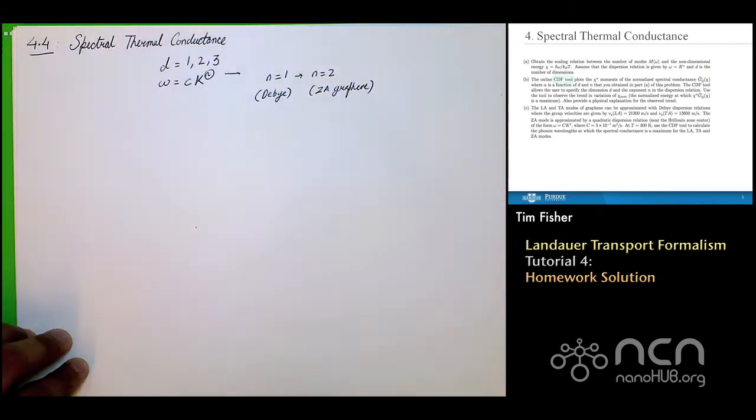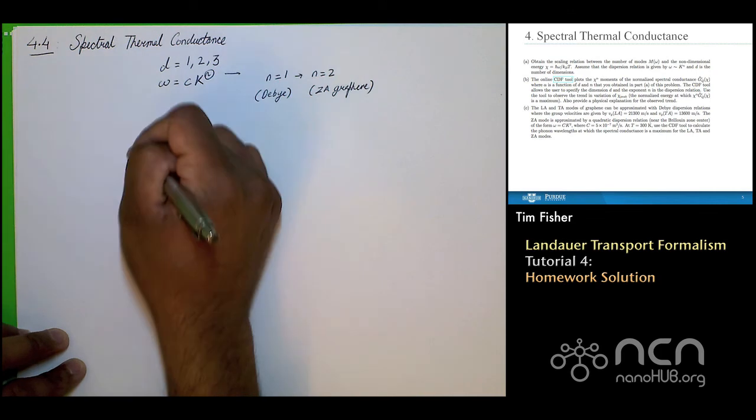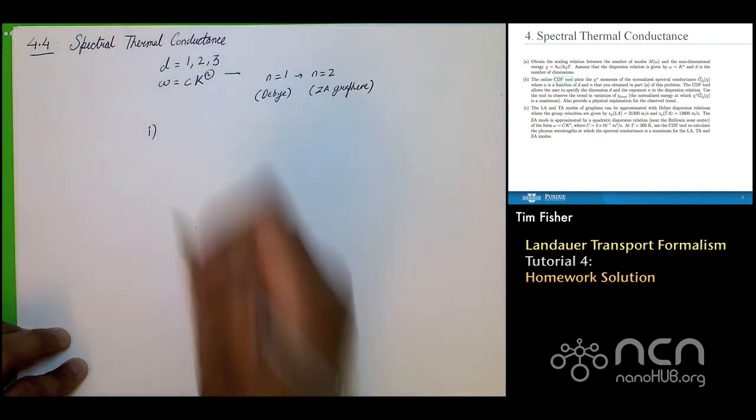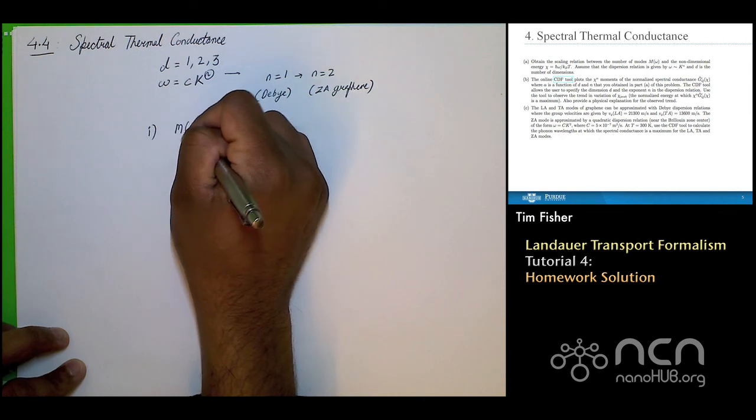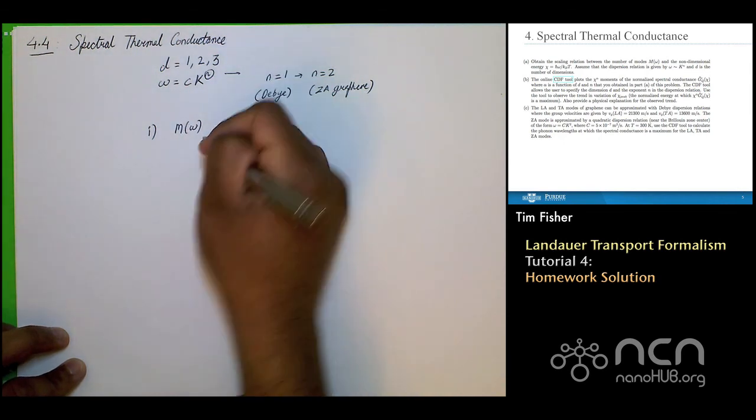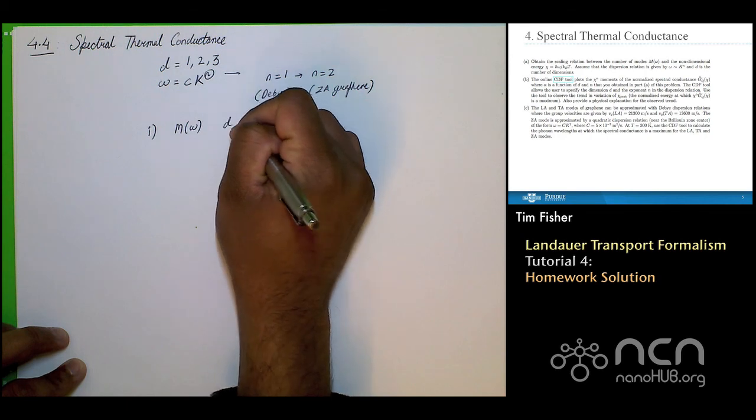So this problem has 3 parts. In the first part, we will derive analytical correlations for the number of modes M of omega, and we'll see how M of omega correlates with D and n.